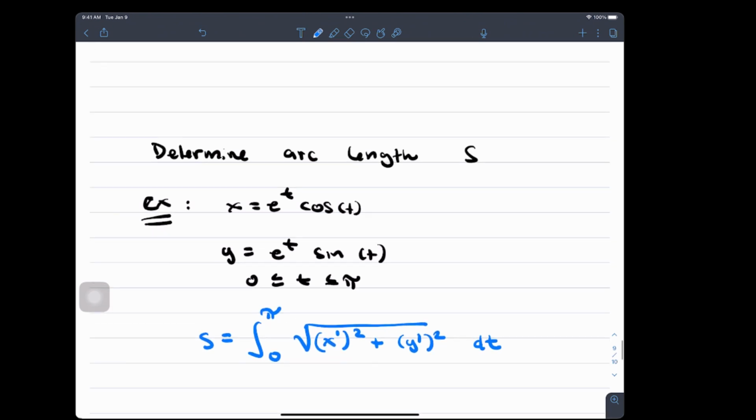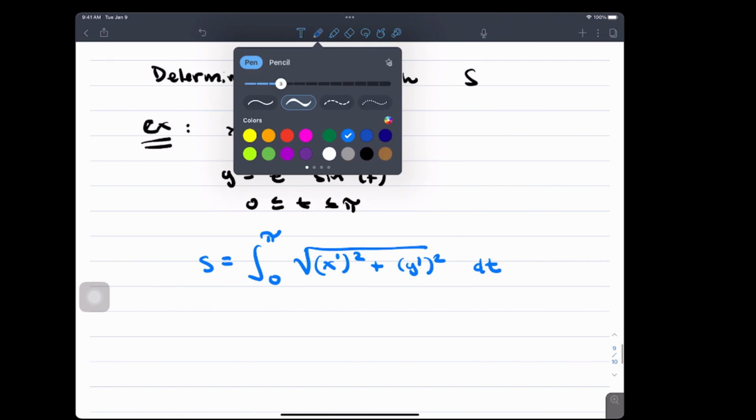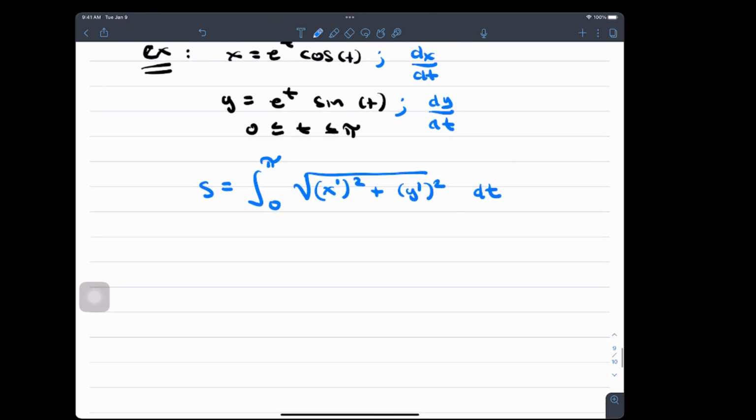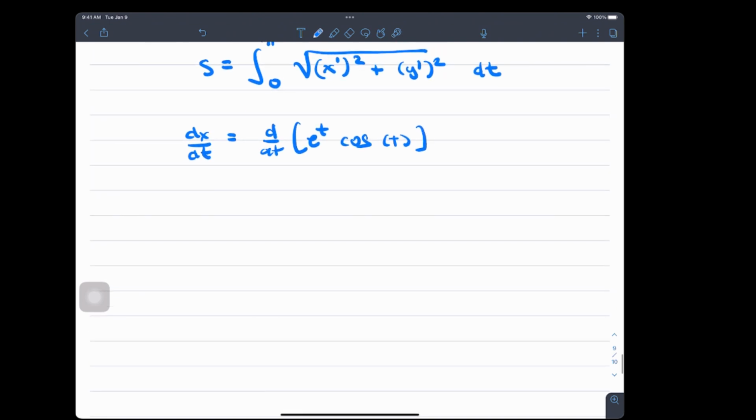But notice what's going on here. When you find your x prime, that really means dx/dt. And then I have to find y prime, which really means dy/dt. So my dx/dt really is that derivative of e to the t cosine t. Notice, ladies and gentlemen, your derivatives do not go away. So you're going to try to differentiate this. You say, what is this?